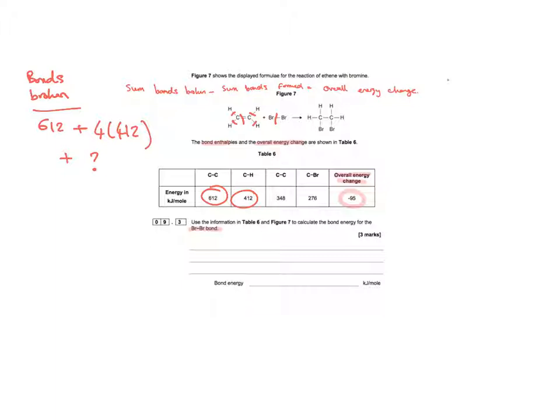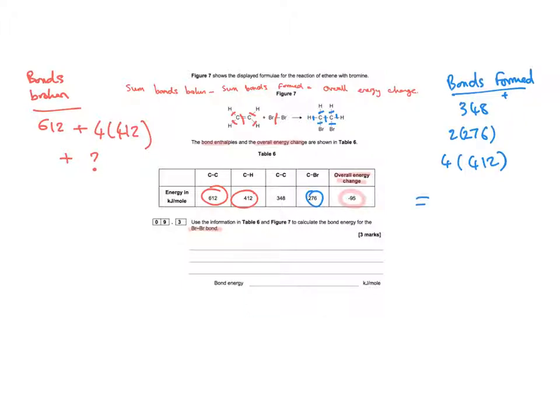Now on the other side, I've got bonds formed. So I have got one carbon-carbon bond, so that's 348. And I've got 2 carbon-bromine bonds, so that's 2 lots of 276, and I have got 1, 2, 3, 4 lots of the carbon-hydrogen bond. And notice how I've ticked off the bonds as I go, so I know I've covered everything.